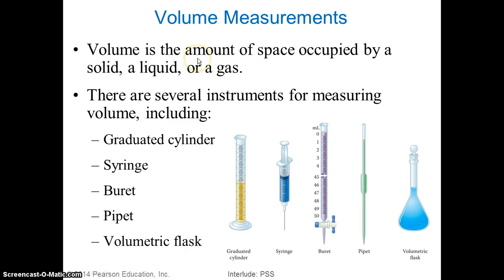Now let's talk about volume. Volume is the amount of space occupied by a solid, a liquid, or a gas. There are several instruments for measuring the volume of a liquid: graduated cylinder, syringe, burette, pipette, and volumetric flask.